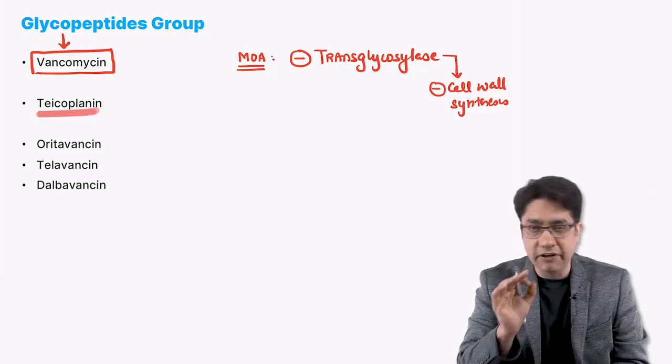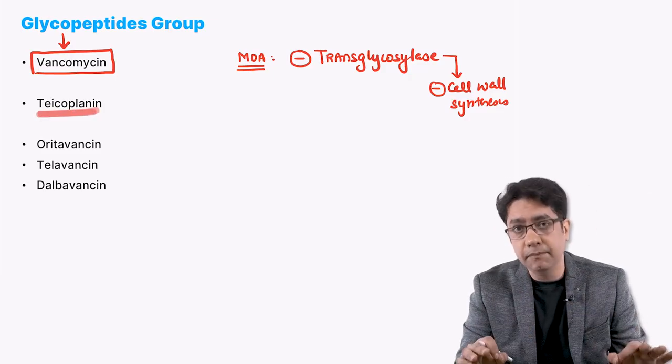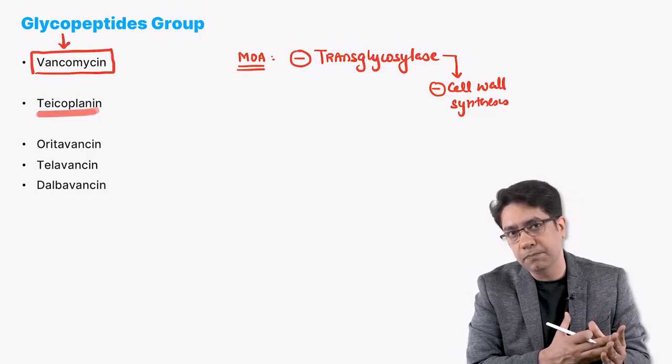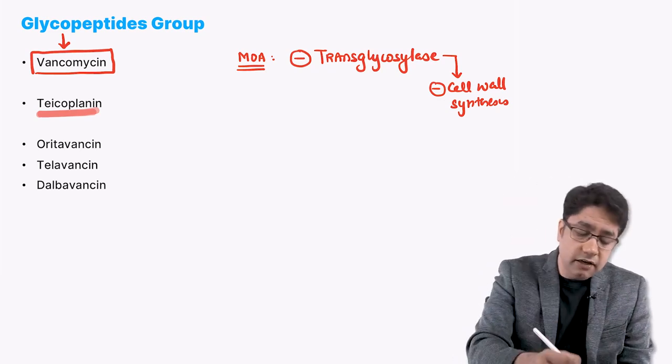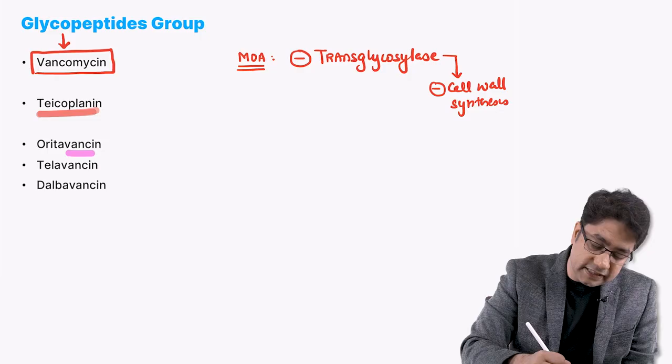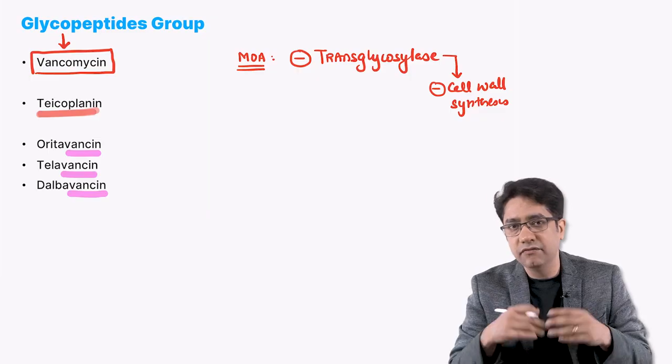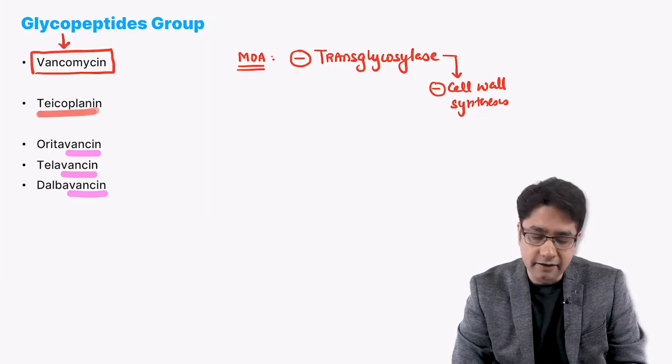So it has some different name, but it is a very important drug. Teicoplanin, we very commonly use in our hospital in our country. Other new drugs will end with the word vancin: oritavancin, telavancin, dalbavancin, which are vancomycin-like drugs.